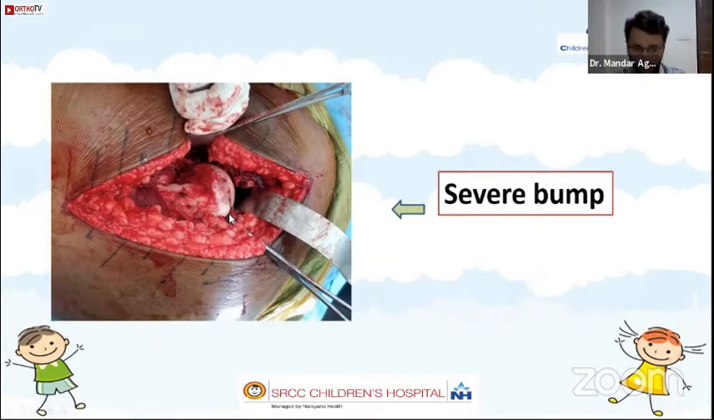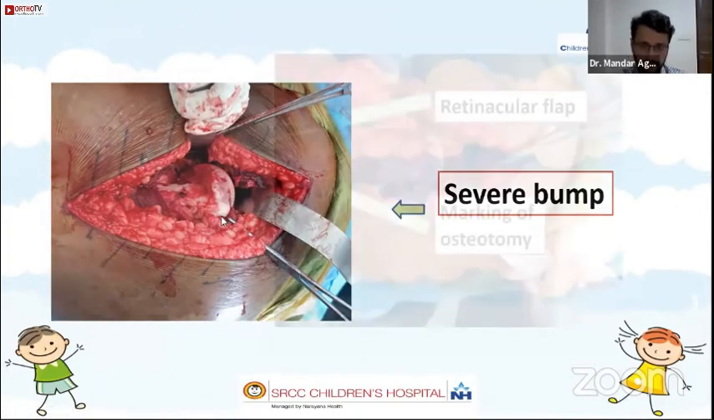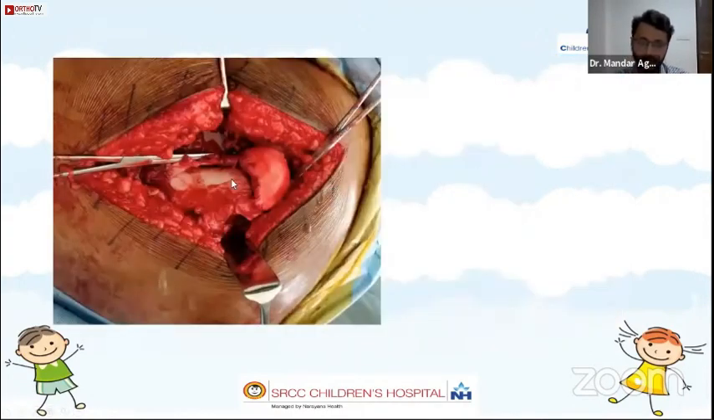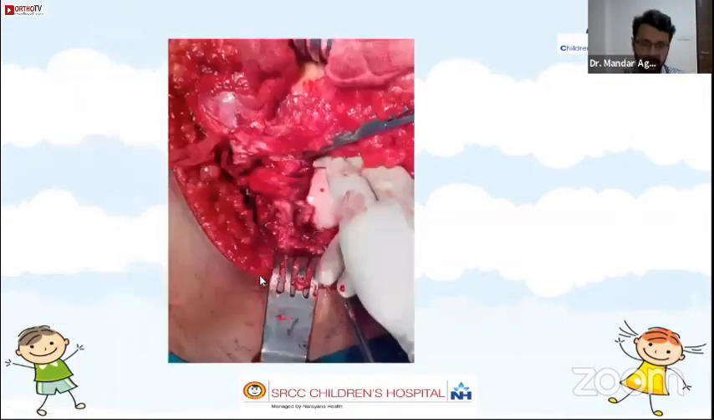So this is the main problem area. You have a severe bump, and this is what we should completely release. You can see that there is a big retinacular flap starting right here, going right down, and the osteotomy is marked right here. After which you can safely relocate the femoral head. You can see that the entire retinacular flap is completely intact and the proximal femur is subperiosteally released. All the while, you should see to it that the blood supply of the proximal femur is completely intact. You can see that it is bleeding, and that is the test that it is a vascular head that you have been left with.